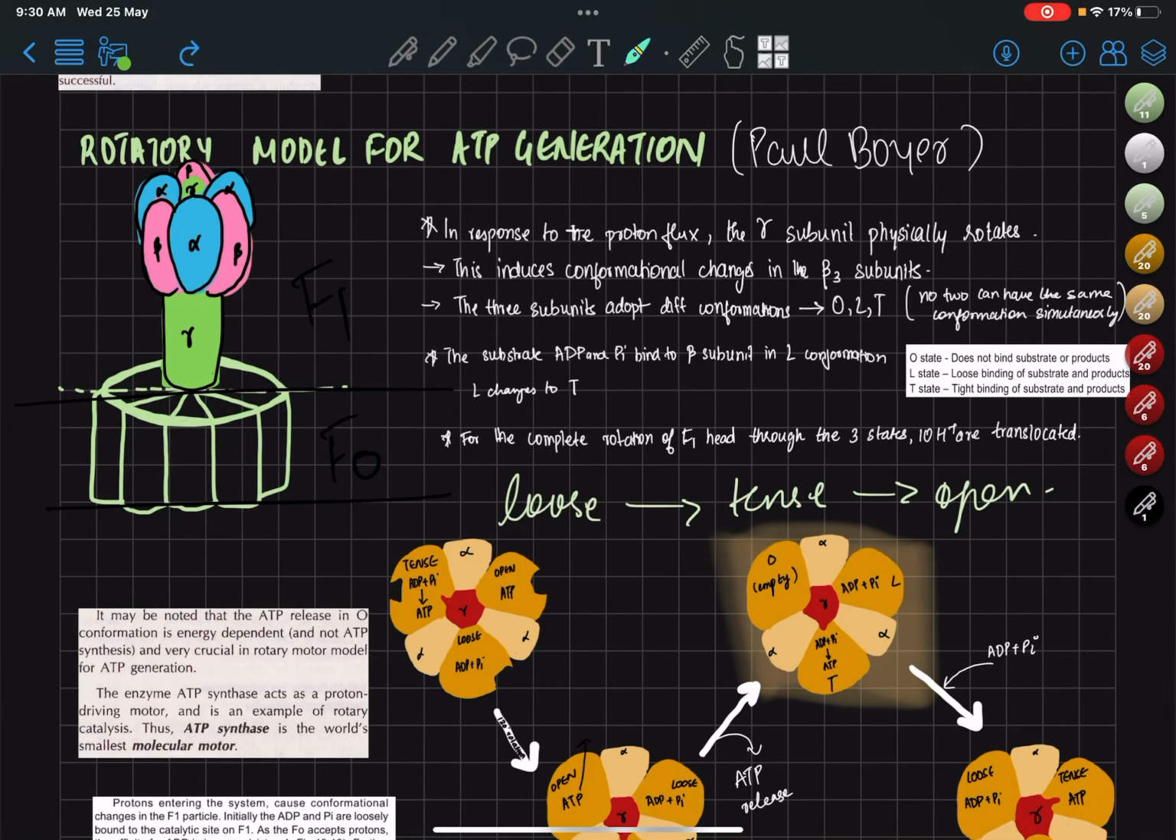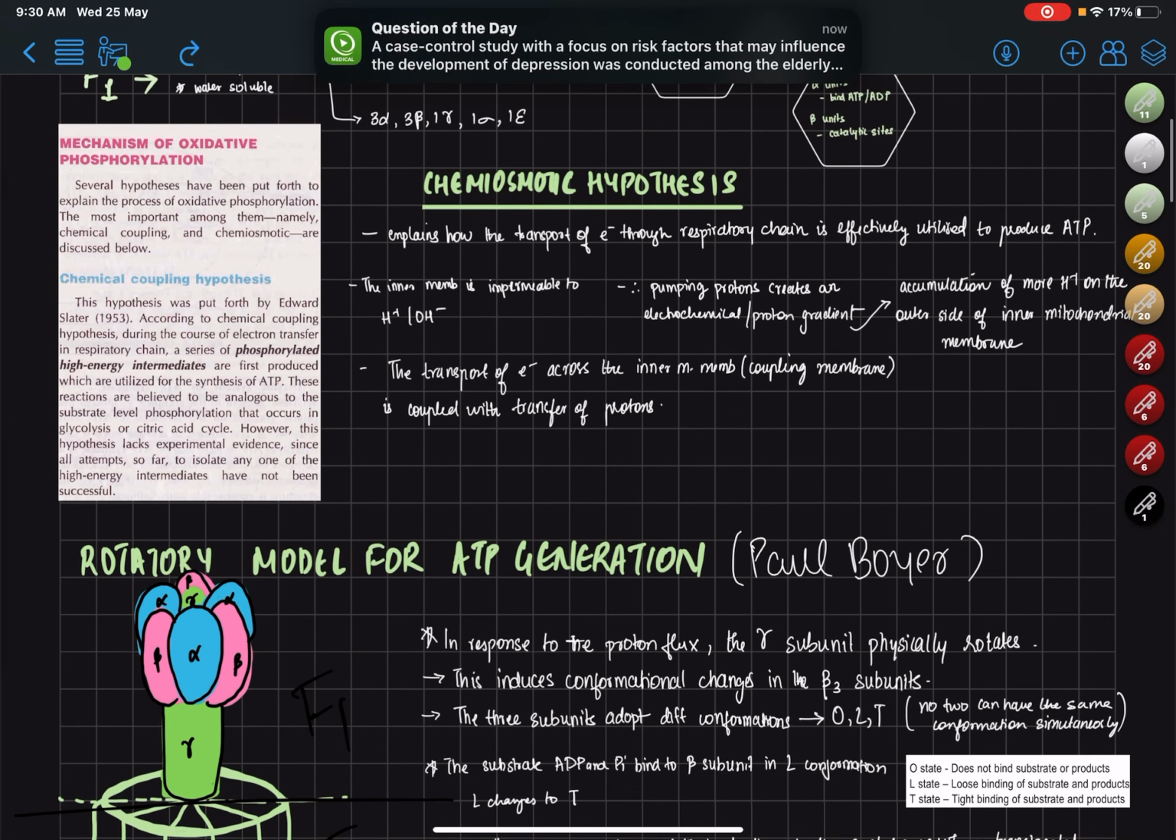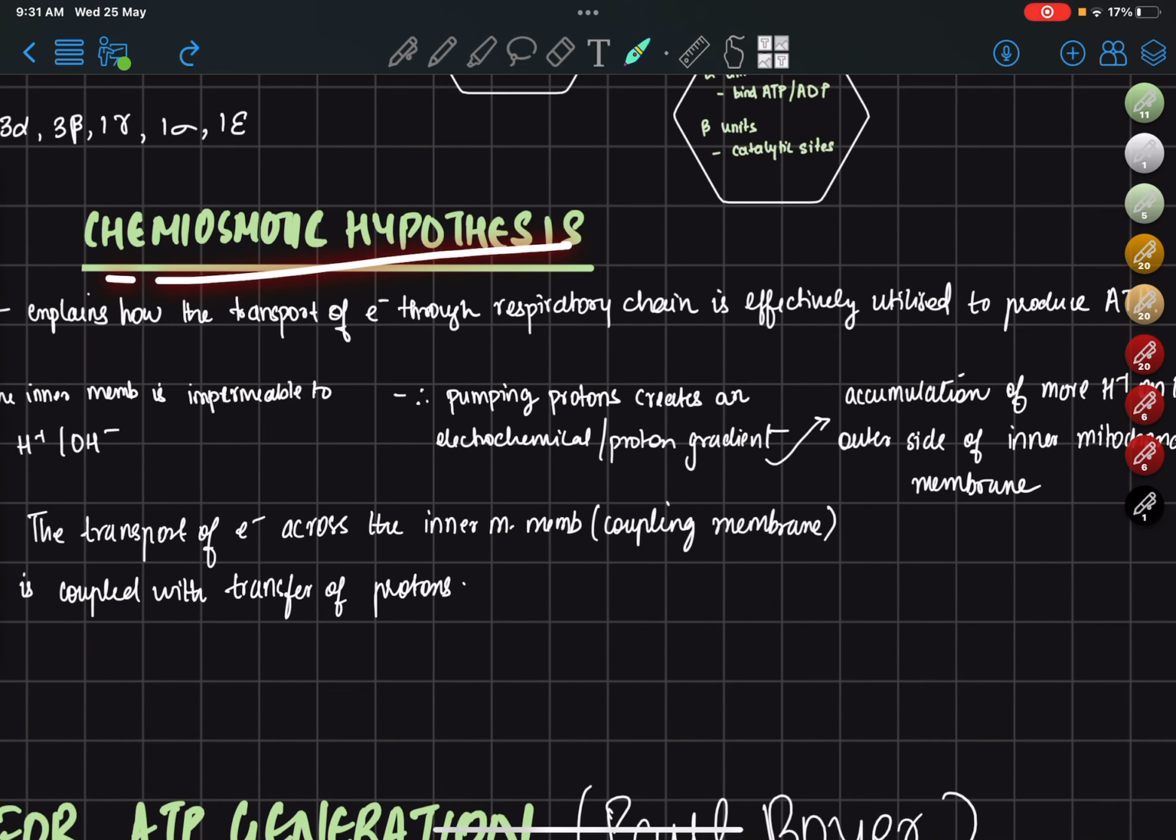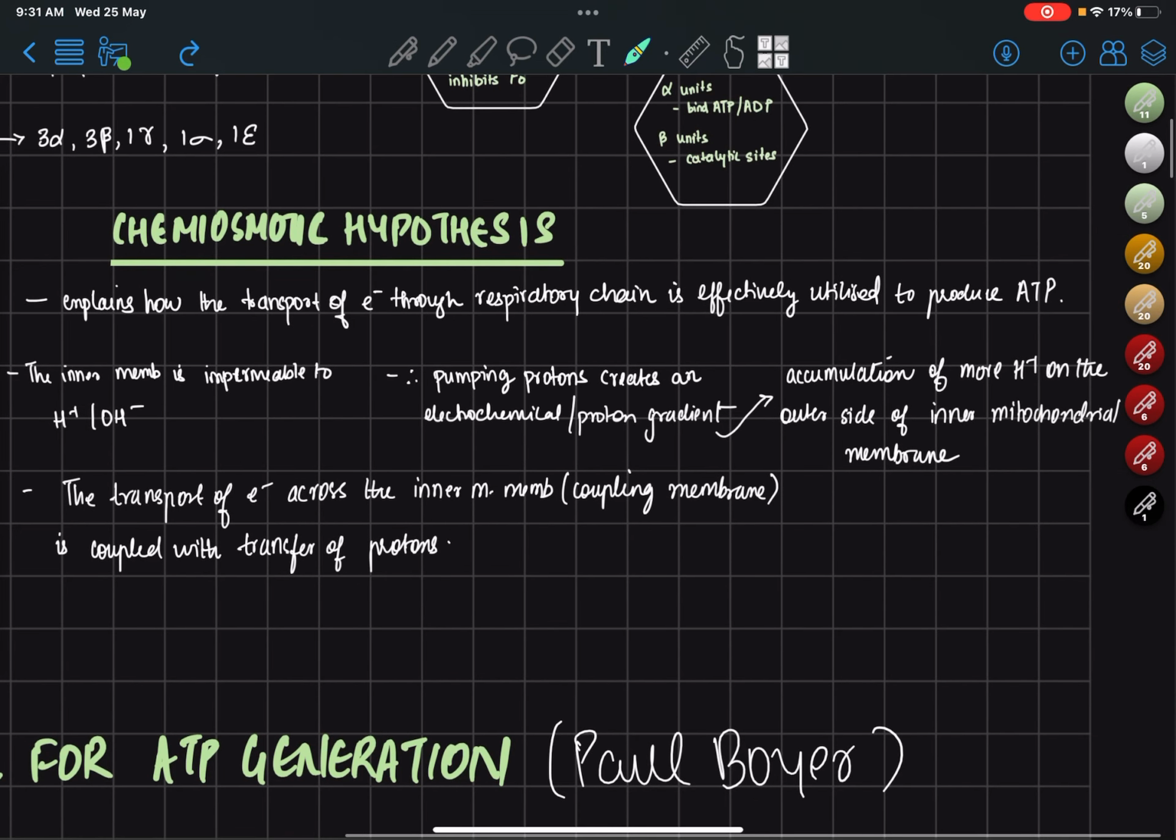This one's about the rotatory model for ATP generation, basically explaining how the ATP is generated and what conformational changes take place. Before that, let's quickly do the chemiosmotic hypothesis, because there are many hypotheses that have been given for the mechanism of oxidative phosphorylation. One was chemical coupling, but it was not successful. But then we had the chemiosmotic hypothesis, which we believe now is what happens, until further discoveries.